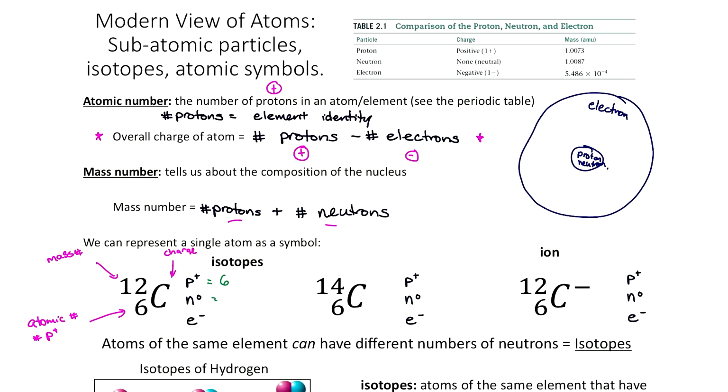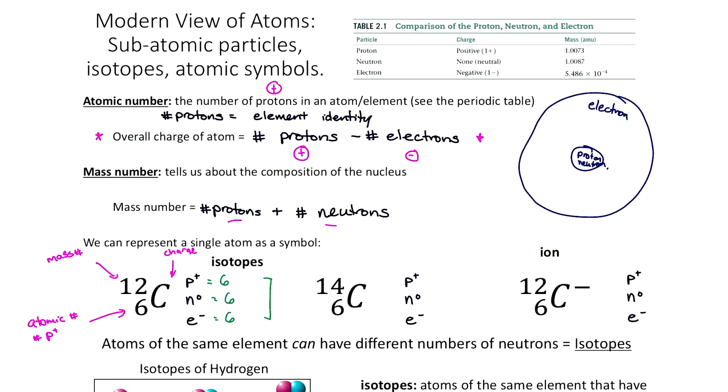6 protons are present already. They're in the nucleus, so that means there has to be 6 neutrons as well, because 6 plus 6 equals 12. And then lastly, the number of electrons. This is related to the charge. So the number of protons and electrons will be related to one another. This is a charge neutral element, so there are 6 electrons as well to equal out those protons.